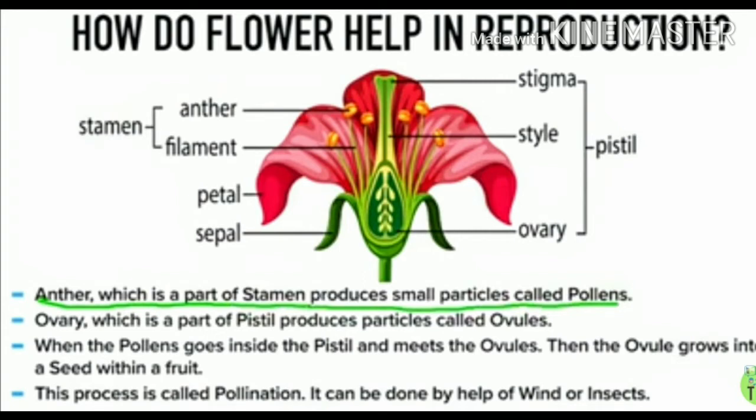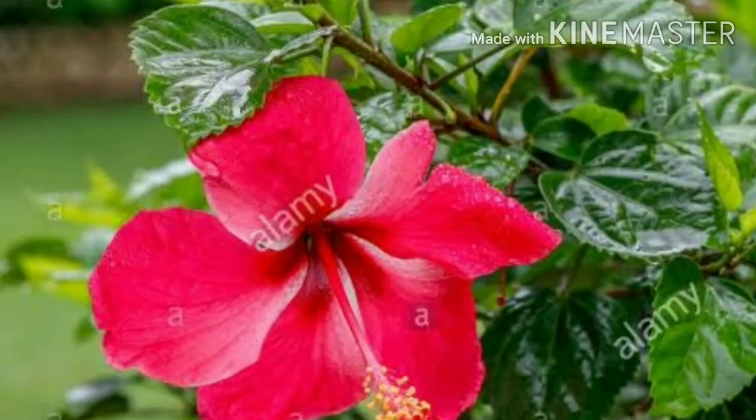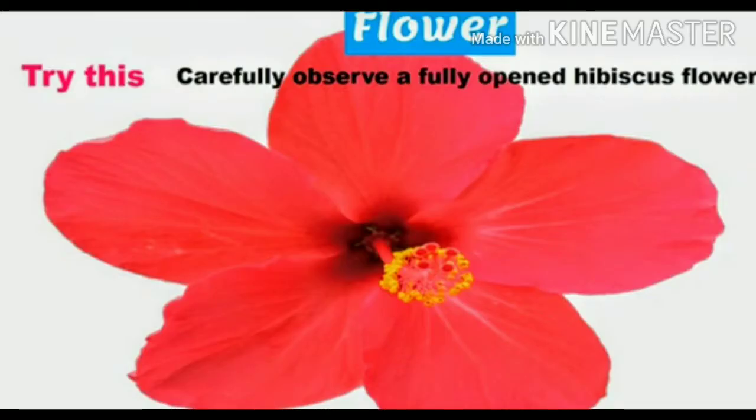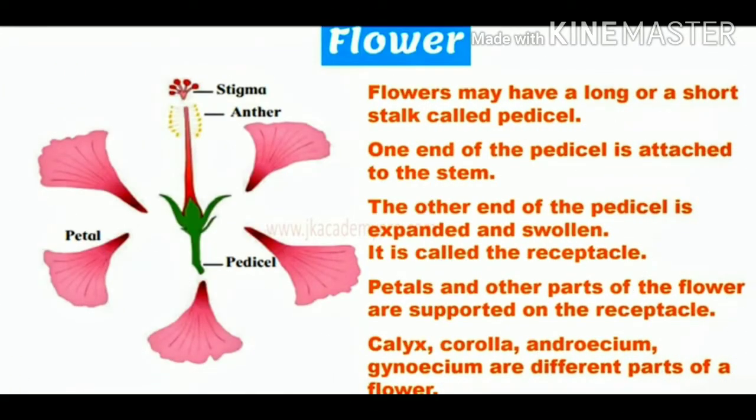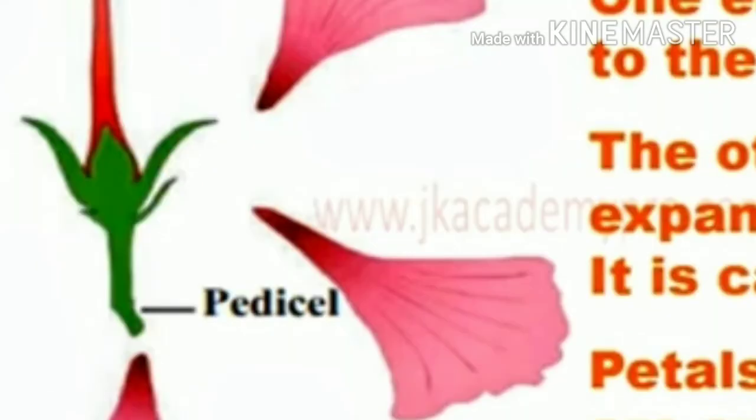Okay, now let's understand the structure of flower. So for this, let's take a hibiscus flower as an example. Okay, now observe carefully a fully open hibiscus flower. Now detach all the parts very slowly and carefully. That is, remove each part of the flower and observe and study them carefully. After removing each part separately, you will notice that flowers may have a long or short stalk called pedicel. That is, little green color part that grows from the stem.